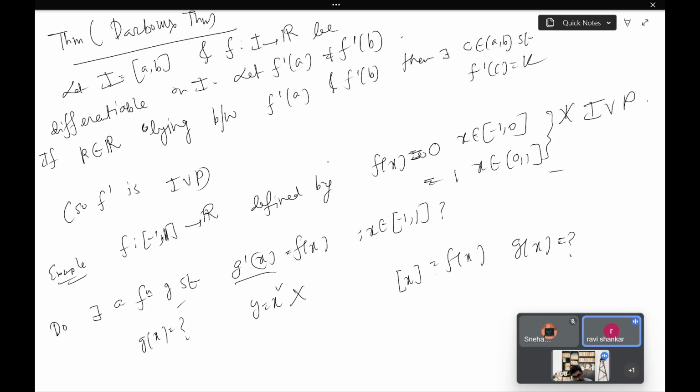Sir, how can we say that it doesn't satisfy? What does it mean by intermediate value property? f(a) and f(b) are not equal. Okay, it is 0, 0.